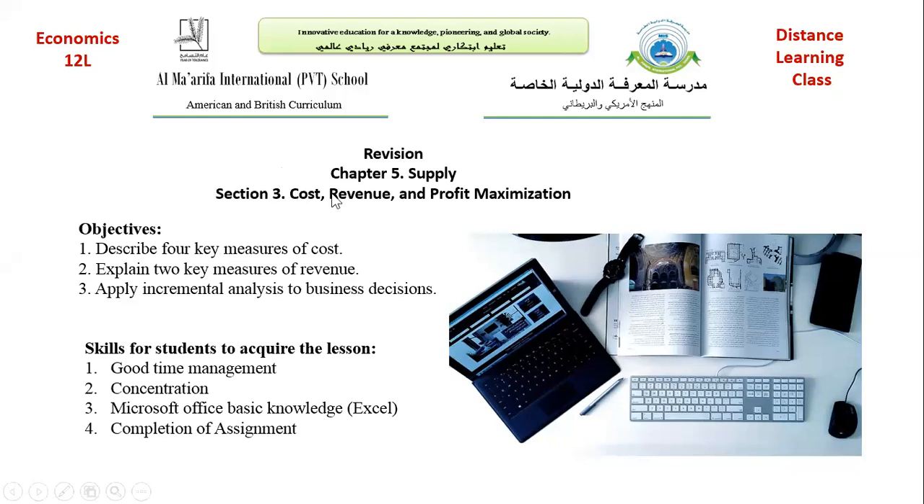Today we are going to revise Chapter 5 Supply, Section 3. It's about cost, revenue, and profit maximization. Main objectives for today's lesson are: describe four key measures of cost, explain two key measures of revenue, and apply incremental analysis to business decisions.